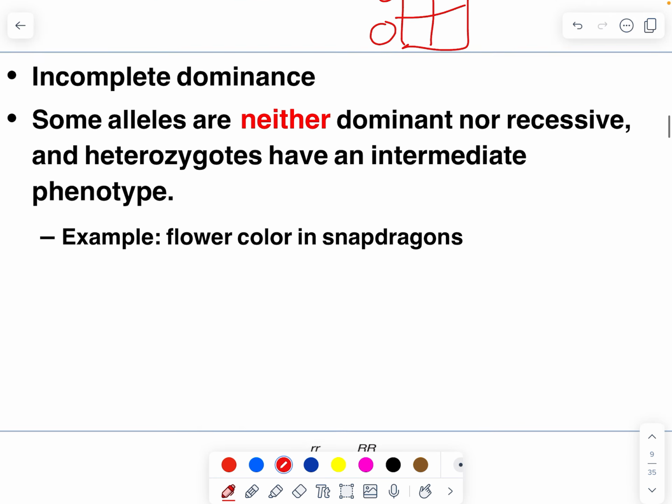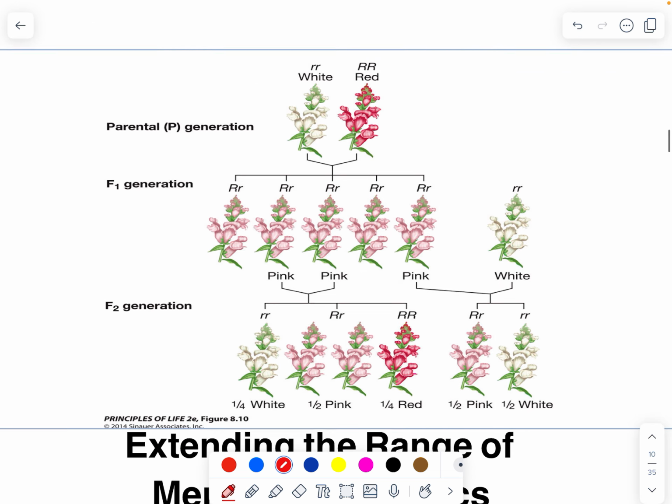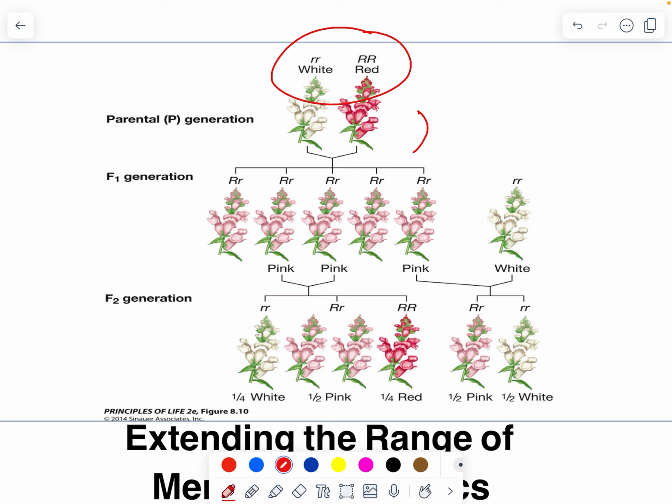It's a good idea. Incomplete dominance. Some alleles are neither dominant nor recessive. So this actually is a blending. You remember the blending theory of inheritance, hopefully, which Mendel disproved. Well, this kind of is a blending, right? And so red and white make pink here. And then if you cross pink and white together, it's half-half. But if you cross two pinks together, two heterozygotes, you get a 1 to 2 to 1 phenotypic ratio.